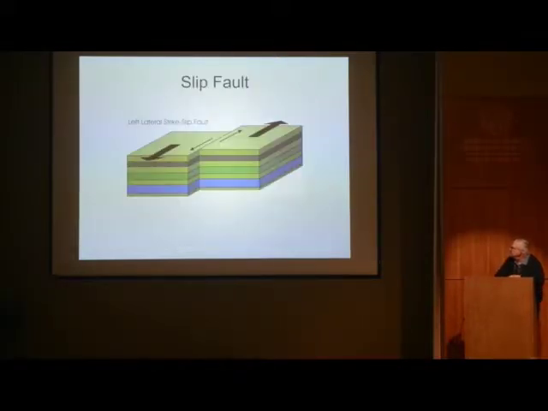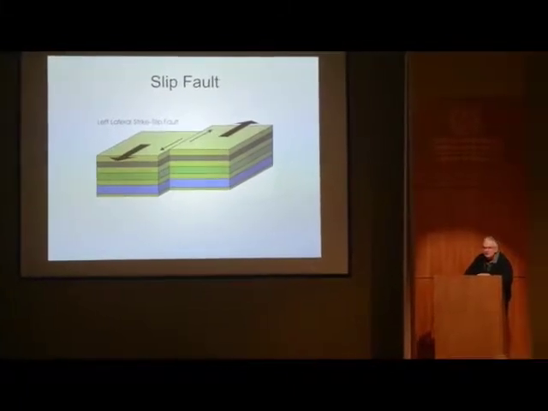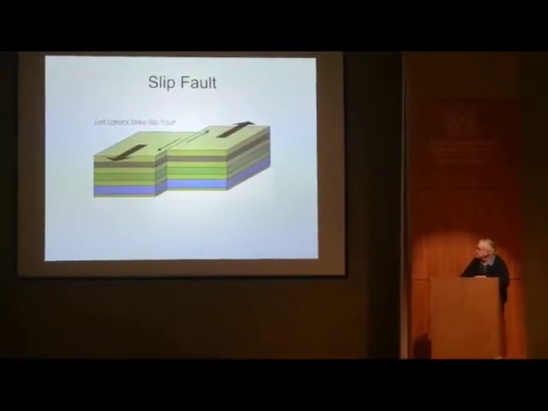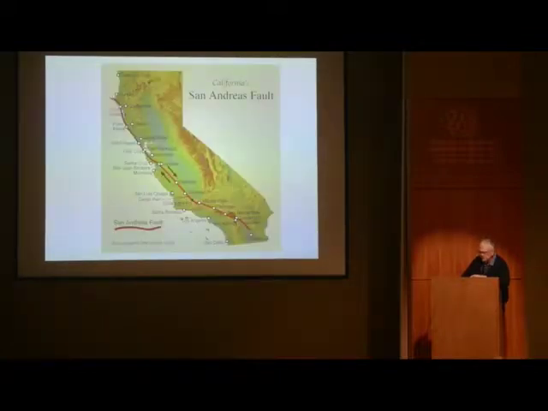Various kinds of faults. One of the most common types of fault is a slip fault or a strike fault, where you have lateral motion of this material. This is one of the most famous in the world, the San Andreas Fault in California. The western part of California is moving off to the northwest, whereas North America is rotating down to the southeast. So you get this rupture.